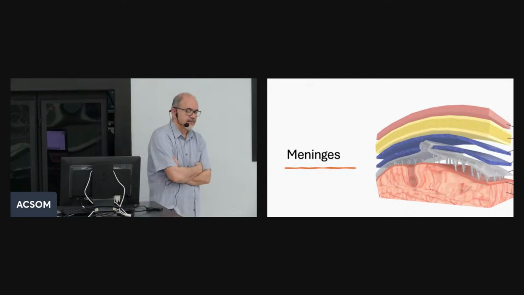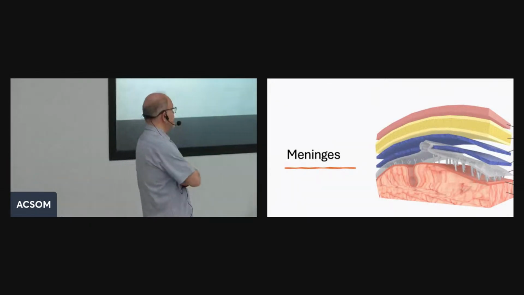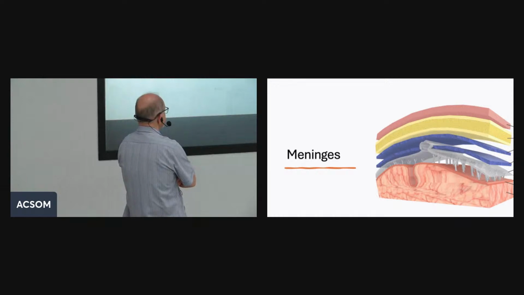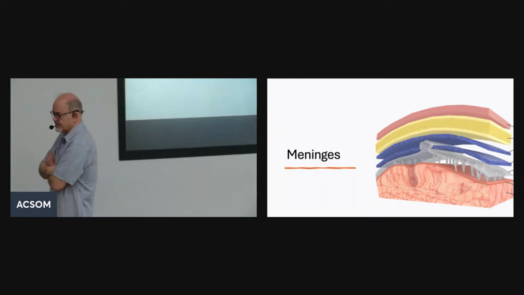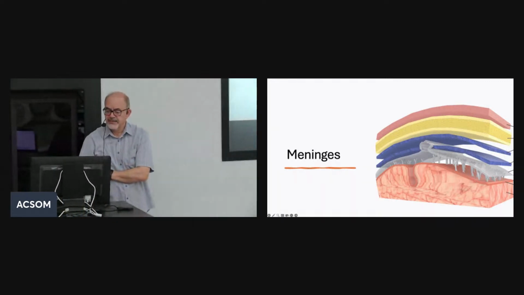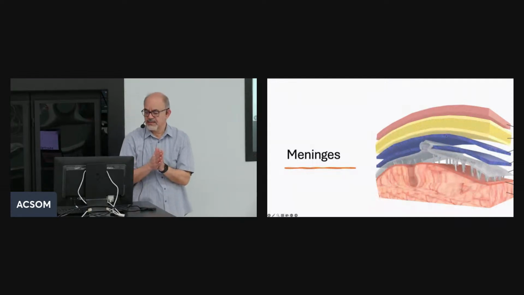Knowing the different layers of meninges is very important, and you will see how the anatomy of the meninges impacts the type of injuries that the brain has. The top layer, so this is the skull, and you're looking at under the skull, between the skull and the brain. Meninges have three layers. The top layer is dura mater, which is kind of stuck to the skull.